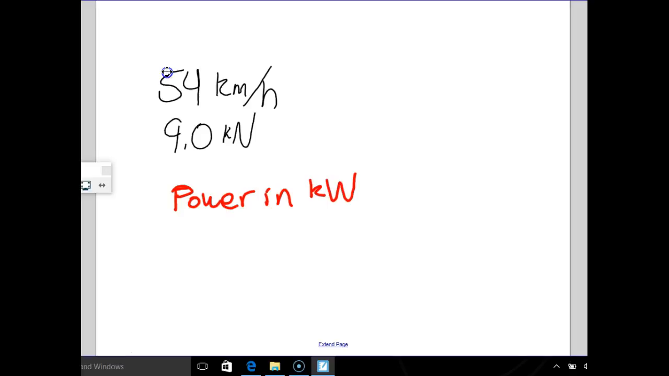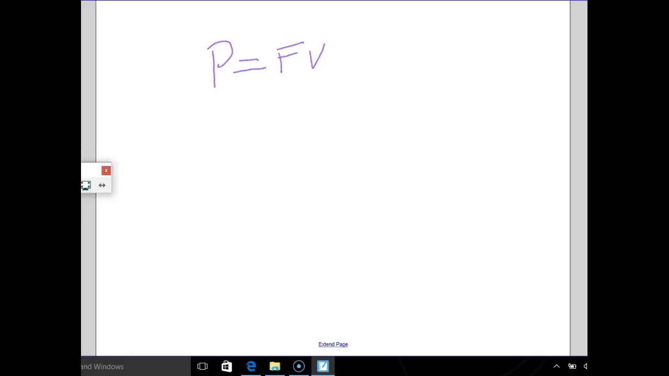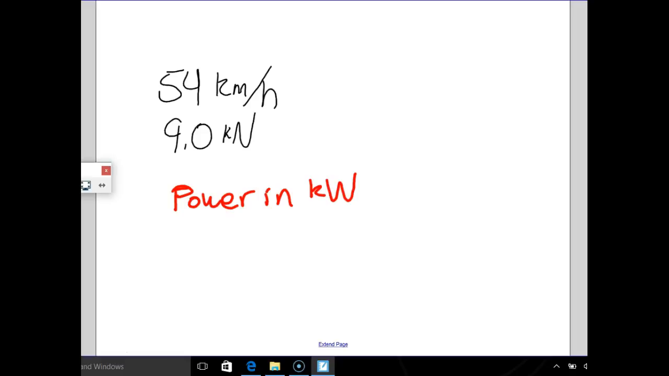Because we just did a bunch of different equations, we'll go through and pick which one that we need. So here we're given a velocity and a force. If we go back just one, we find that P equals FV. F is force, V is velocity. I have both of my variables. I can calculate the power, which is super handy.